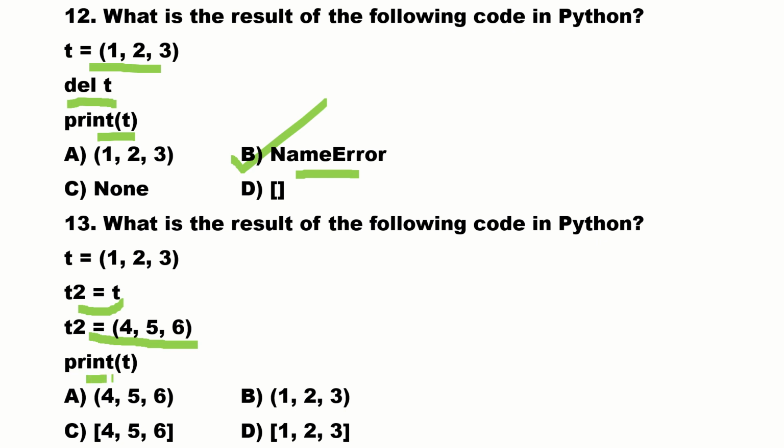And here it is asking to print T. Okay, T2 is only a reference to T. Will T change? No, T will not change. So the correct option will be B, 1, 2, 3. That means it is not changing. T2 is just a reference, it's not a copy of it. So T will remain unchanged. Whatever is printed, it is not changing anything. It will print the same tuple only.